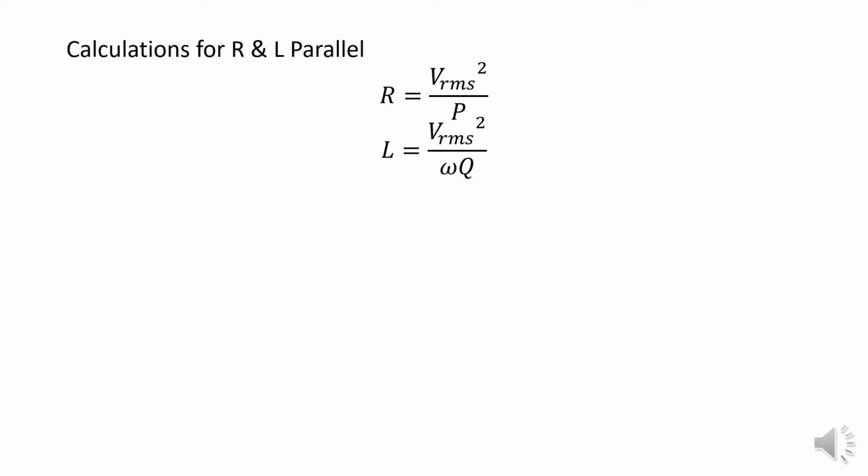And likewise we can find the value of L. L is equal to Vrms squared divided by omega Q. Let's say the reactance X is equal to Vrms squared divided by Q, right? And X is equal to omega L, which means 2 pi f L. So combining both together, we can write L is equal to Vrms squared divided by omega Q. Therefore, we can find R and L for the parallel case.